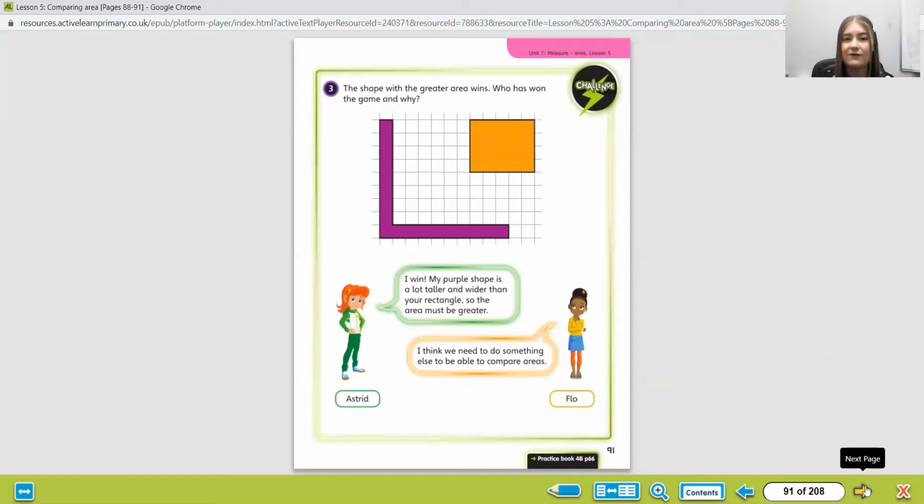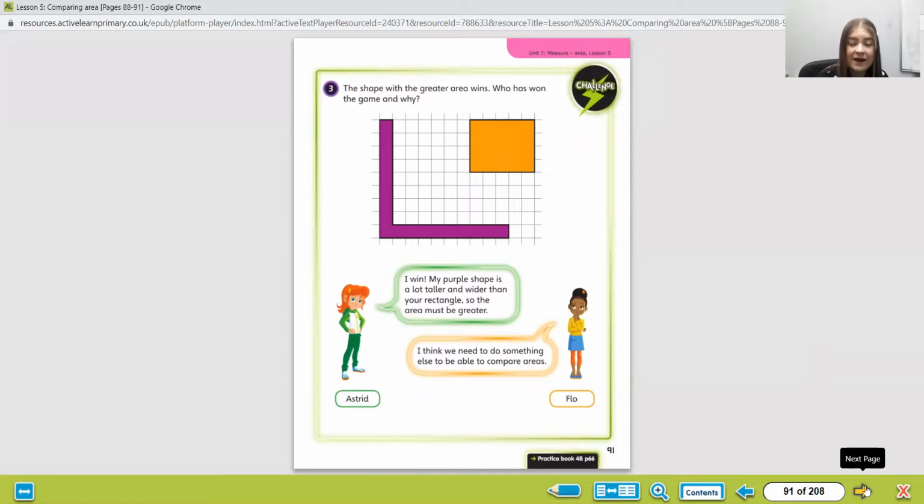And we have a challenge for you. So I want you to pause and have a look at this. Astrid thinks that she's won and she's got a greater area on her L shape, on the purple shape. Flo thinks that actually they need to check because Astrid's just used her eyes and just said, mine's bigger, I've won. So Flo wants to be very accurate. How can we accurately check that answer? That's what I'd like to have a go at for me.